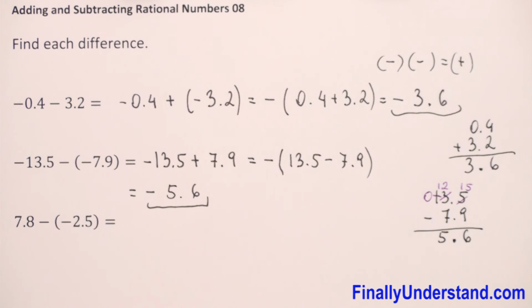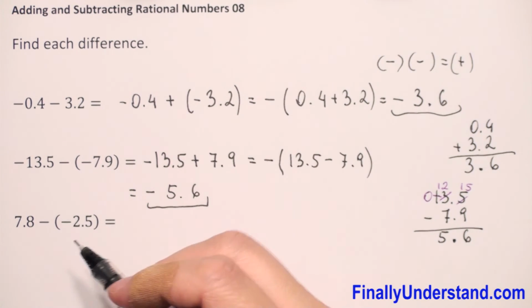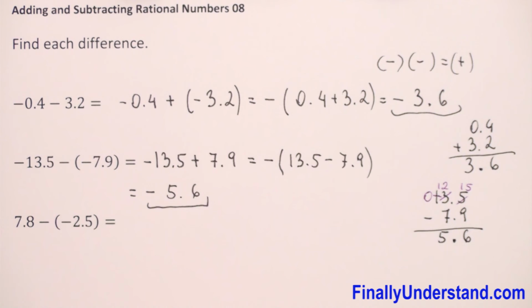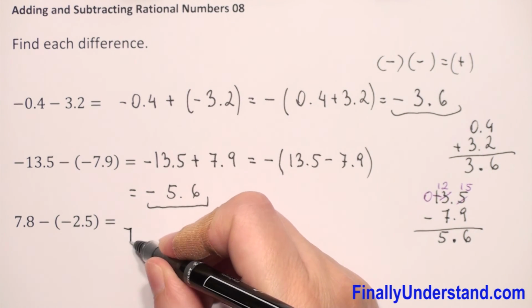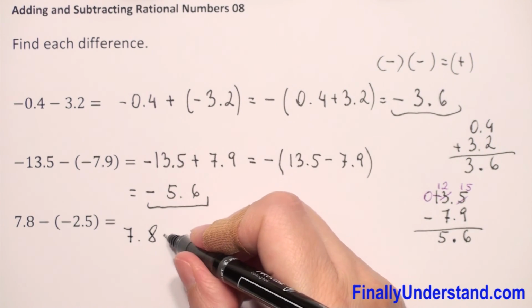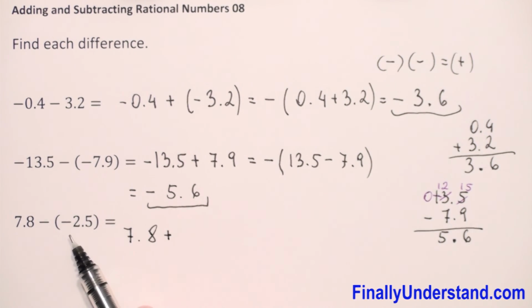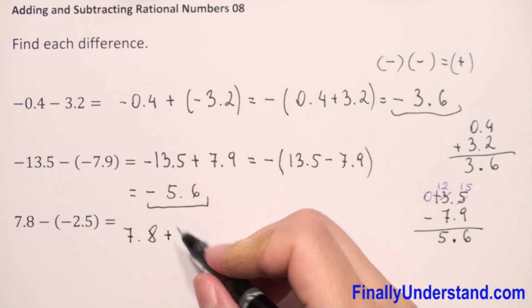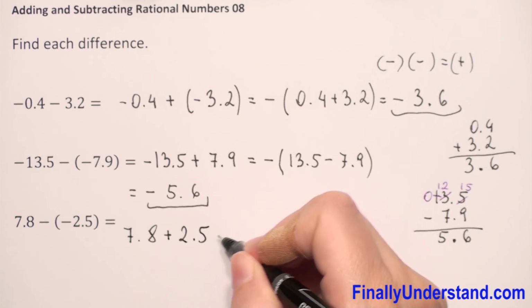So next example, we have subtraction. Like I said, we use the same rule as for subtracting integers. So we change subtraction to addition, and the opposite number. So we copy 7.8, we change subtraction to addition, and we have to add the opposite number. So the opposite of negative 2.5 is 2.5.